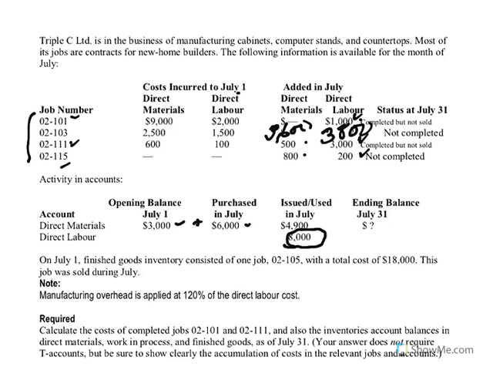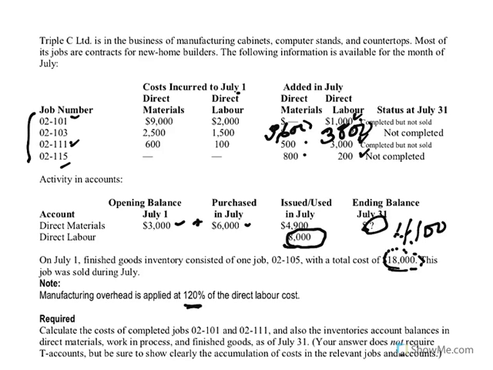Okay. Now they want the ending balance in material. You can figure that out because you have this plus that minus the amount issued, and that would be 4,100. On July 1st, finished goods inventory consisted of just job 105, which had a total cost of 18,000. So there's only one job in finished goods. This was sold during July. Manufacturing overhead, and this is very important, is 120% of direct labor costs.